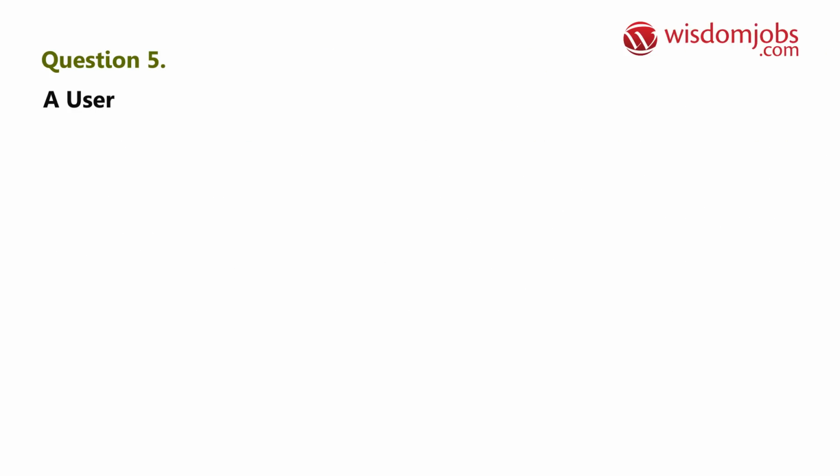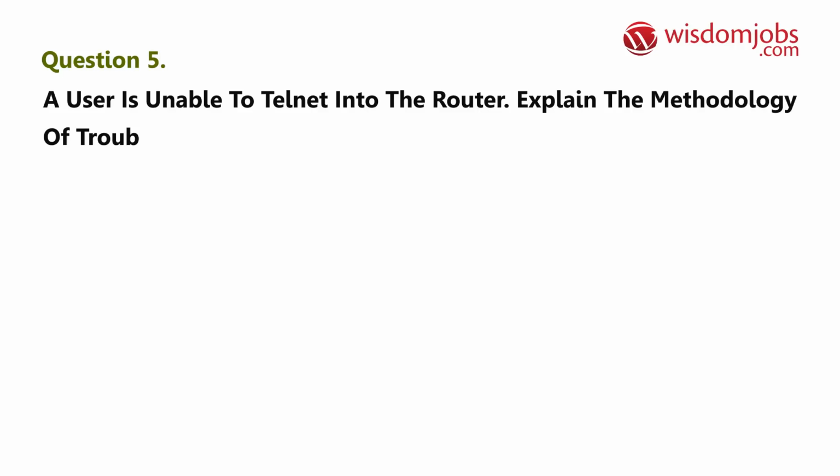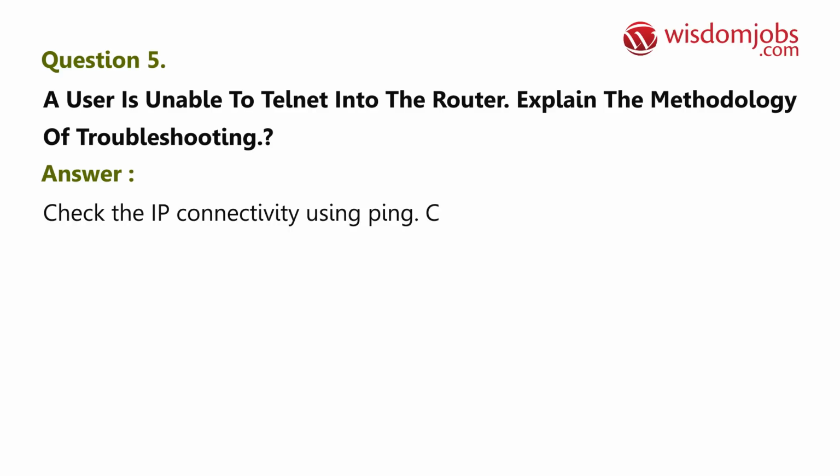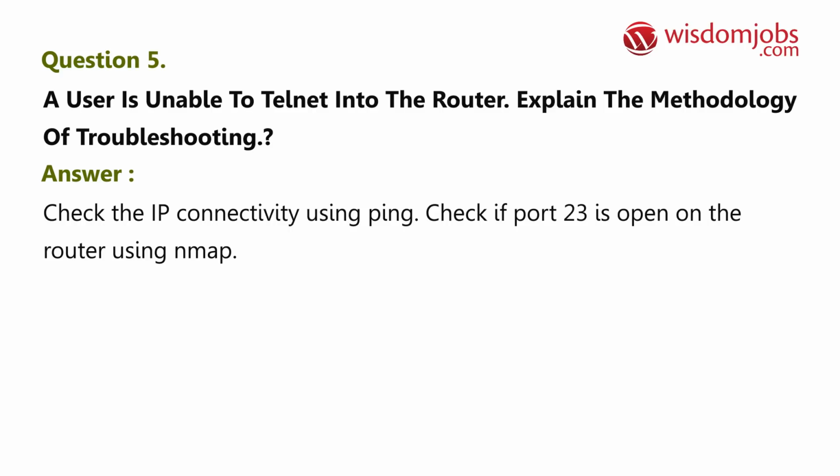Question 5. A user is unable to telnet into the router. Explain the methodology of troubleshooting. Answer. Check the IP connectivity using ping. Check if port 23 is open on the router using NMAP.